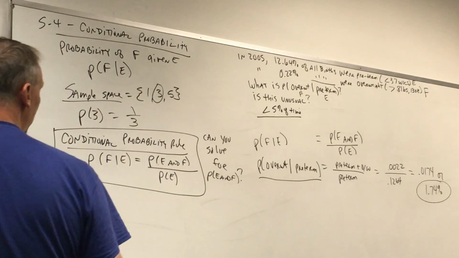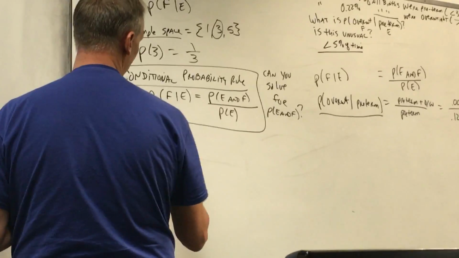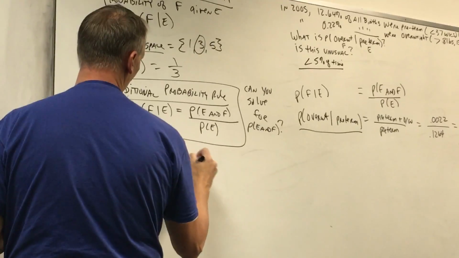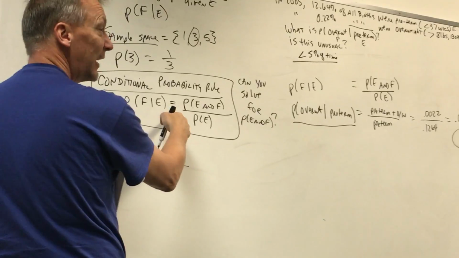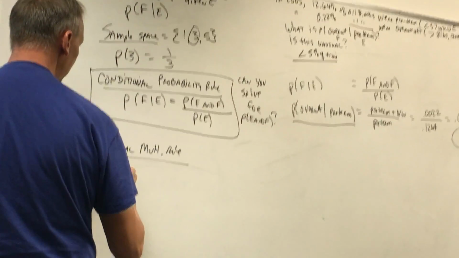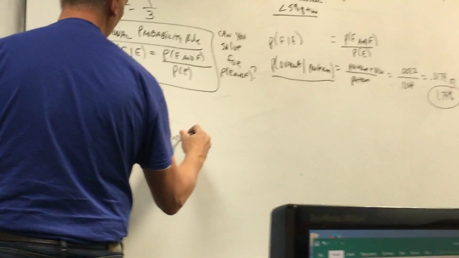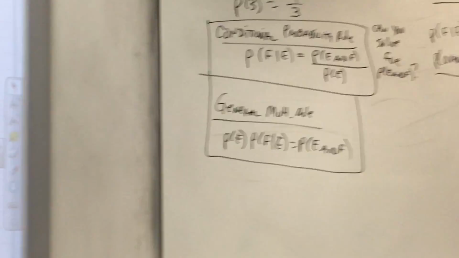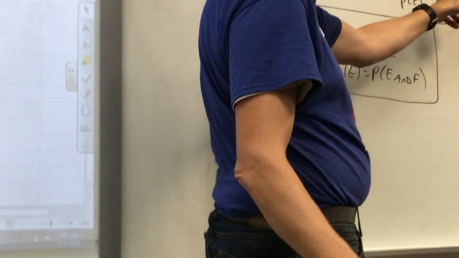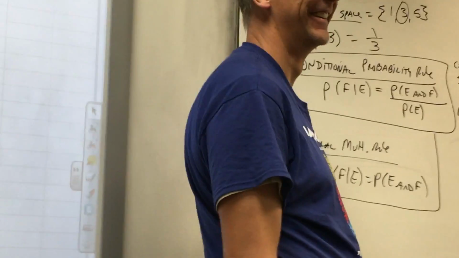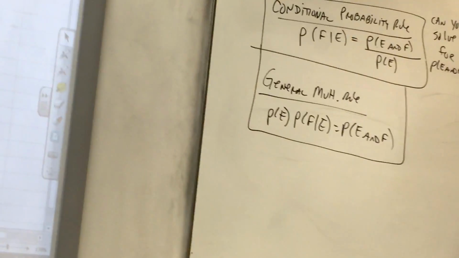Okay, that actually gives you the general multiplication rule. So the general multiplication rule is basically the same rule, only I'm multiplying both sides by the probability of E. So the probability of E times the probability of F given E equals the probability of E and F. Okay? No need to memorize two things when it's really the same thing. All I've done is multiply both sides by the denominator, and I got the same thing. And then I gave it a new name. Okay? So, let's do another example here.